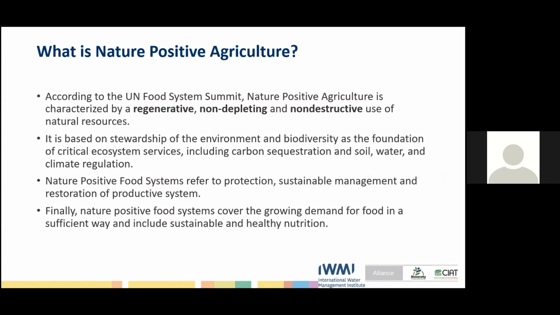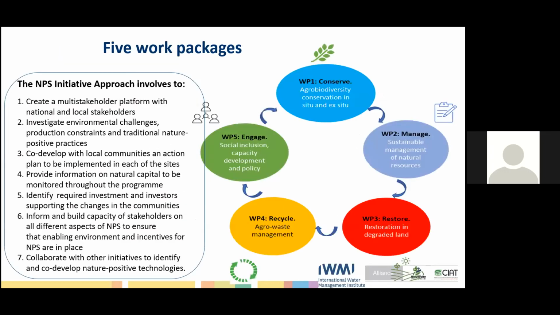So the nature positive agriculture is characterized by regenerative, non-depleting and non-destructive use of natural resources. There is a concept of stewardship of environment and biodiversity, so biodiversity becoming an important element for critical ecosystem services. It's about protection, sustainable management and restoration of productive systems. So this protection, management and restoration are critical. And it is mindful of the need to produce enough food, but also healthy food.